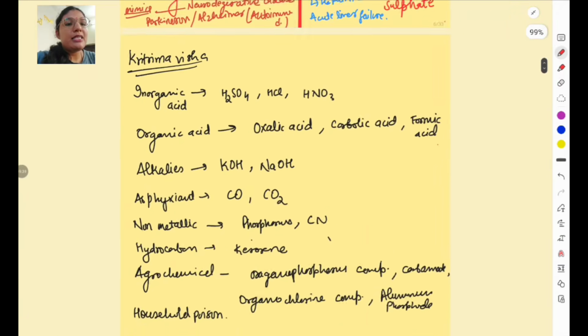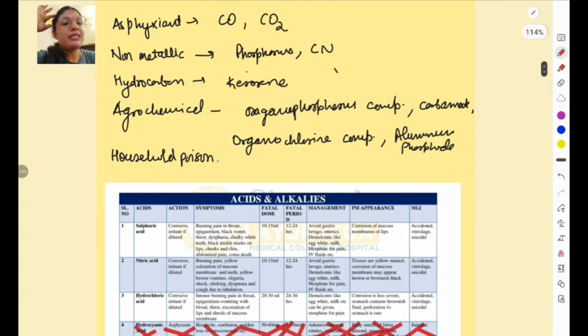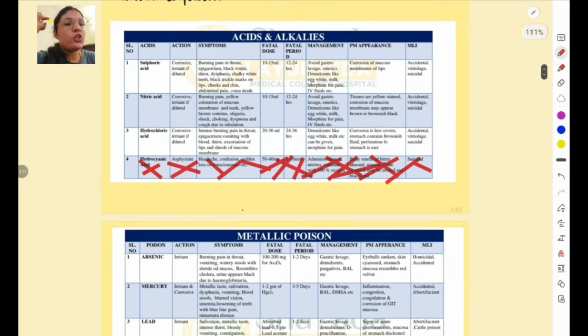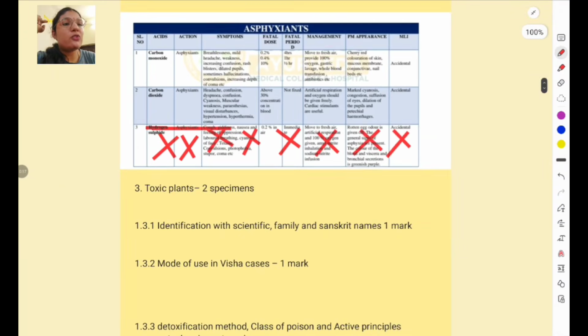And in Kritrima Visha, basically these are the ones mentioned in our syllabus: inorganic acid, organic acid, alkali. So out of these they can keep any one specimen. First of all, you have to identify it correctly. Okay, so the PPT I am going to share in the description of the video. You will see most of these specimens and you can identify them easily. And here is one chart mentioning acid and alkali with their action, symptoms, fatal dose, fatal period, management, postmortem appearance and medico-legal aspect. You can read from this PPT. This is for the metallic poison, this is for the CNS depressant, this is for asphyxiant.